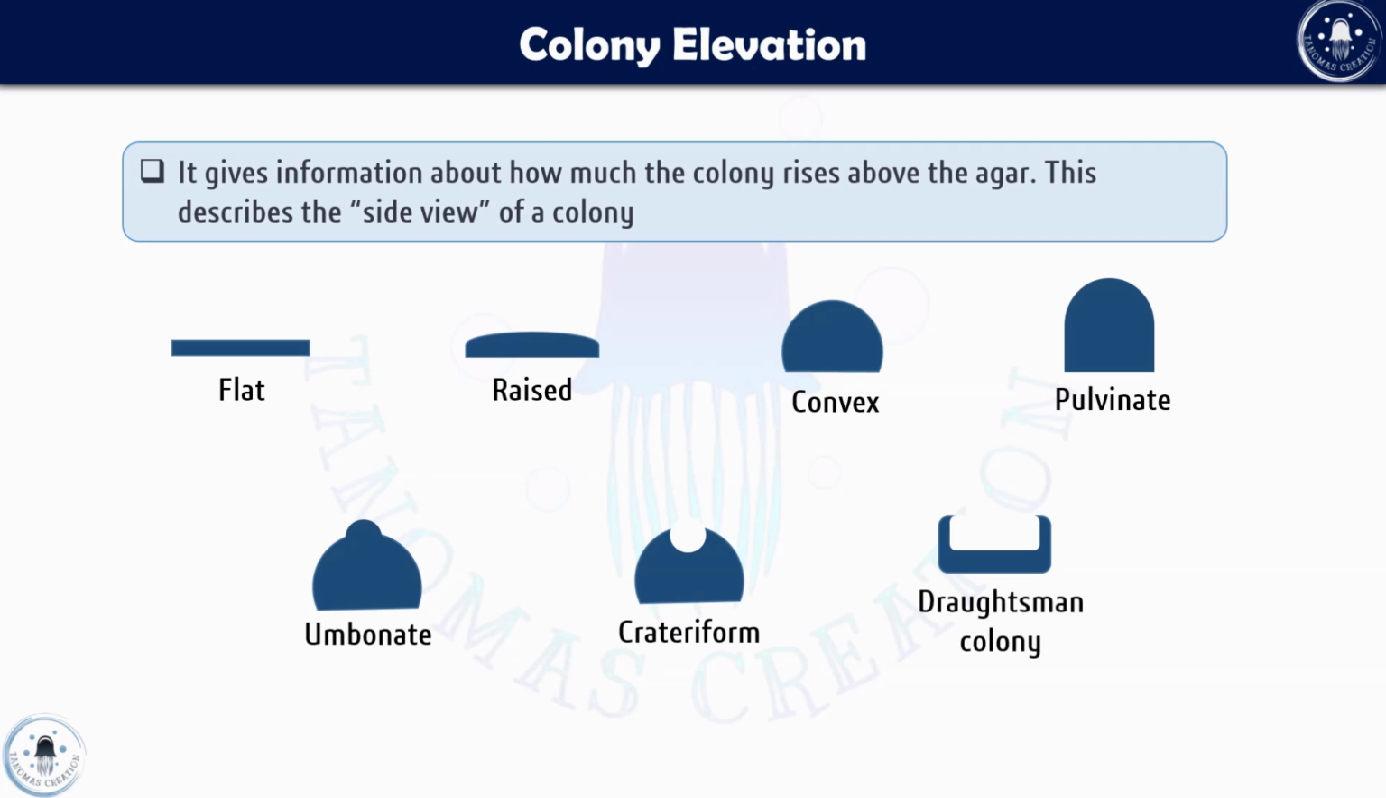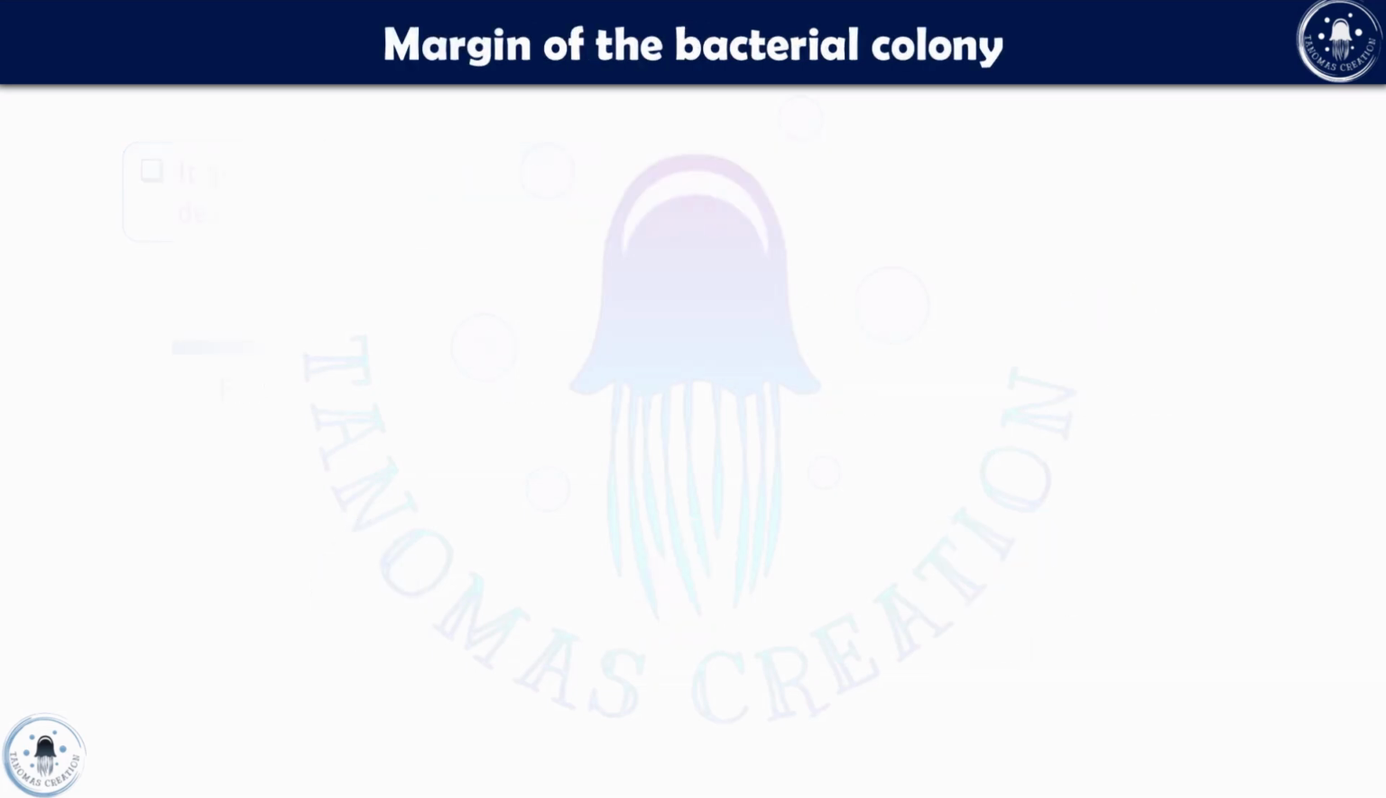So these are the types of colony elevation that we can see when we look at the agar plate sidewise. The most common colony elevation forms are raised and convex. The rest can also be seen in some of the bacteria. Next is the margin of the bacterial colony.